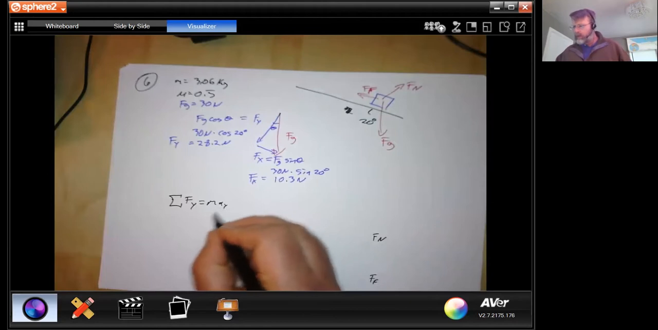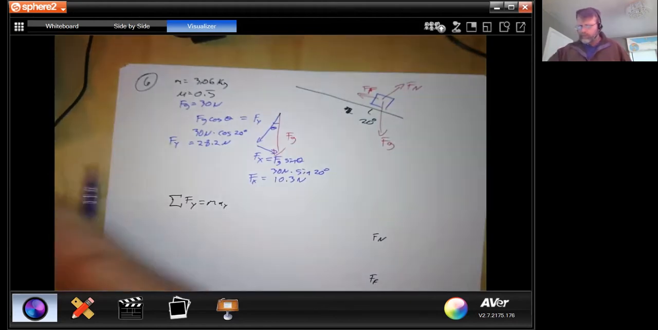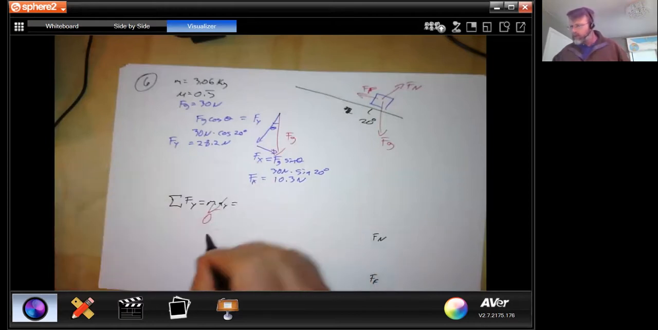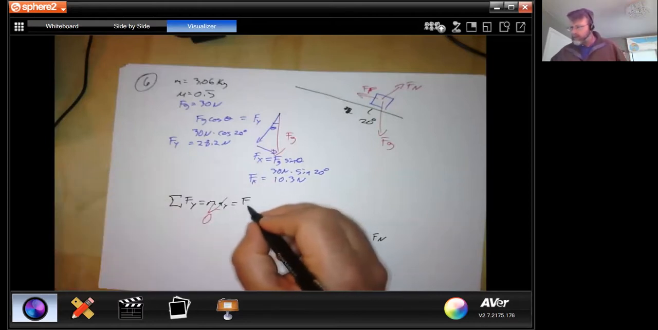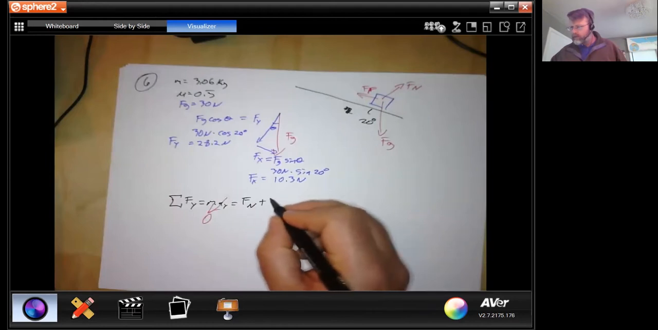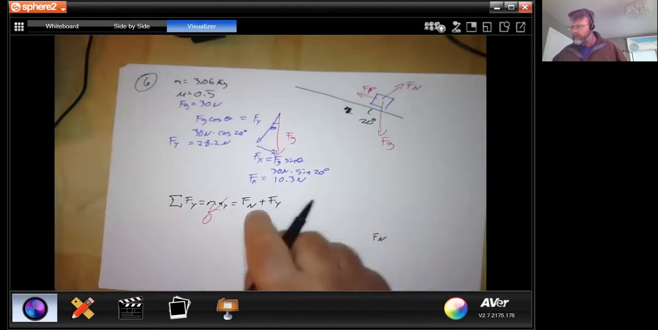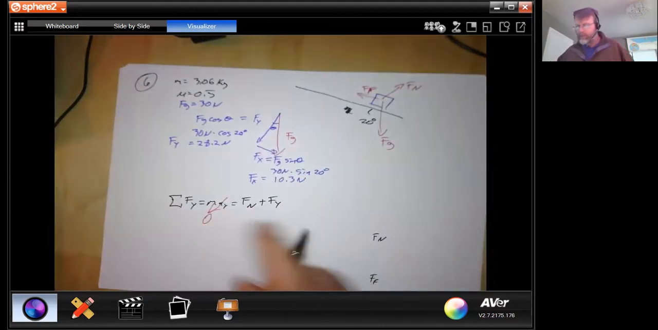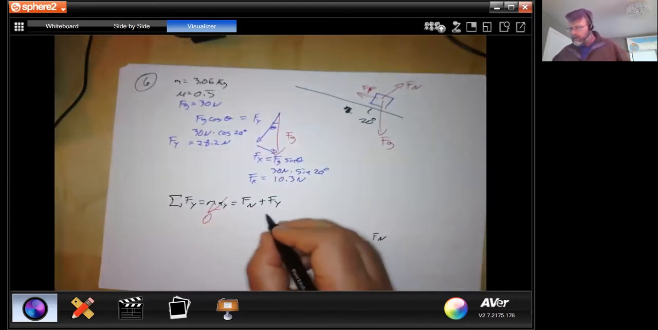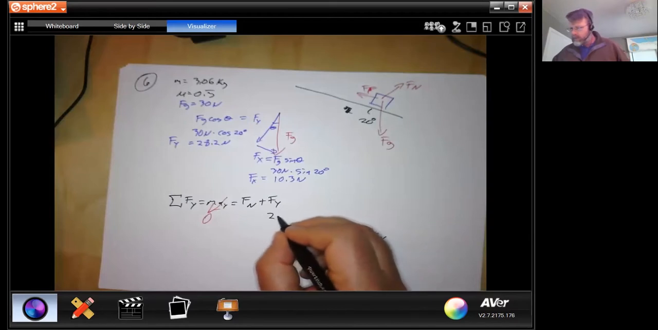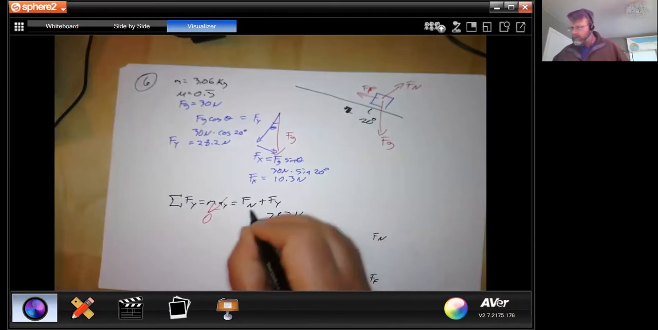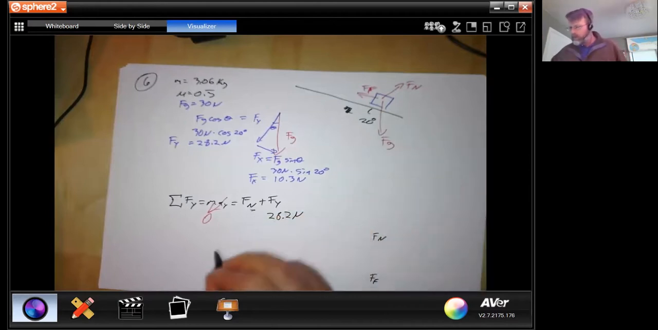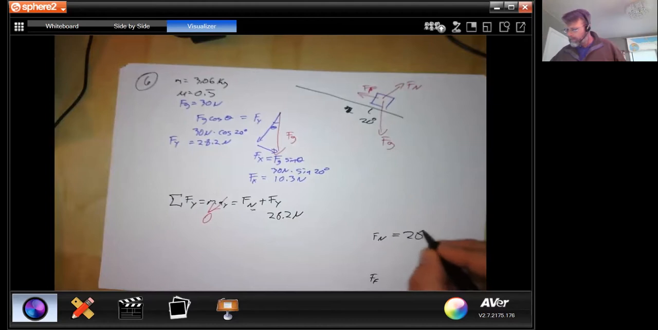Okay, in the y, that's going to be 0. All right, so that means that my force normal and my force in the y have to add up to be 0. So remember I was saying those can be equal and opposite. This is y. Okay, so if this was 28.2 newtons, this is going to be equal and opposite to 28.2.